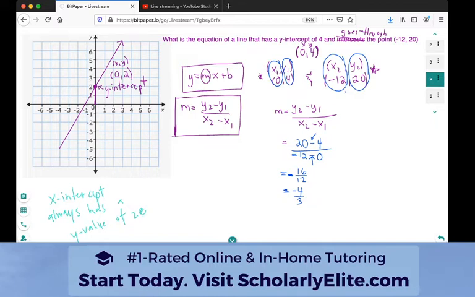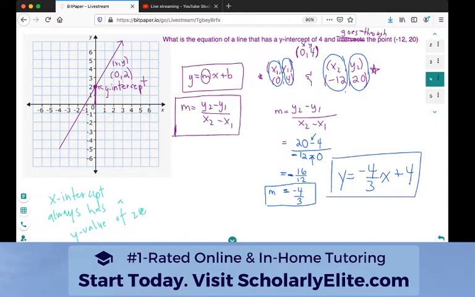So, yeah, and then basically from here, we have our slope. And we can solve the whole equation because we've already been given our y-intercept. So the whole equation is going to be y equals negative 4 over 3 x plus 4. And that's the whole equation. We're going to do another example, okay? Awesome. Thank you, guys. I really appreciate you guys asking questions.